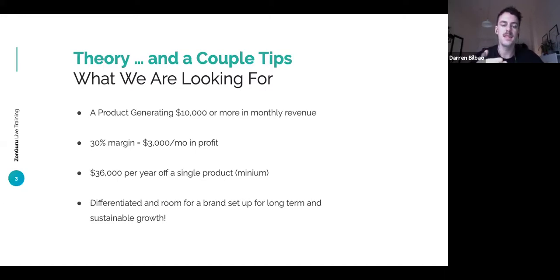For example, if you had a 10K a month revenue product, that would mean that you were earning around $36,000 in profit. That's US in a year. And the 30% is around the average profit margin of a product on Amazon. That's what you want to be aiming for minimum. You want to be able to differentiate your product, and by adding lots of different products into your brand, you're setting yourself up for long-term success and sustainable growth.